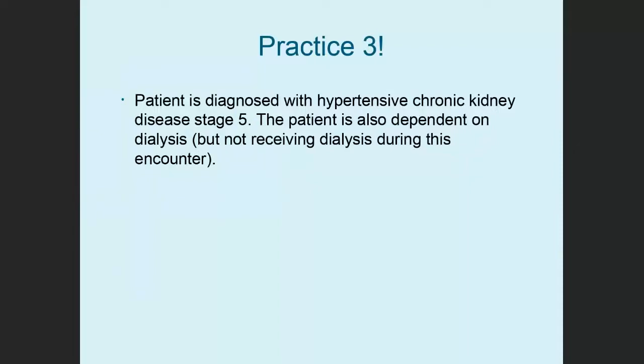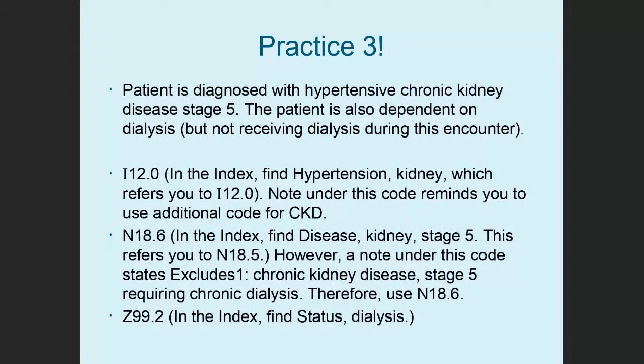Here's another practice. Again, turn off the video to try coding on your own. Patient is diagnosed with hypertensive chronic kidney disease stage 5. The patient is also dependent on dialysis, but not receiving dialysis during this encounter. So the codes are I12.0, hypertensive kidney disease. And there's a note under this code that reminds you to use an additional code for the chronic kidney disease. So you're going to do N18.6.